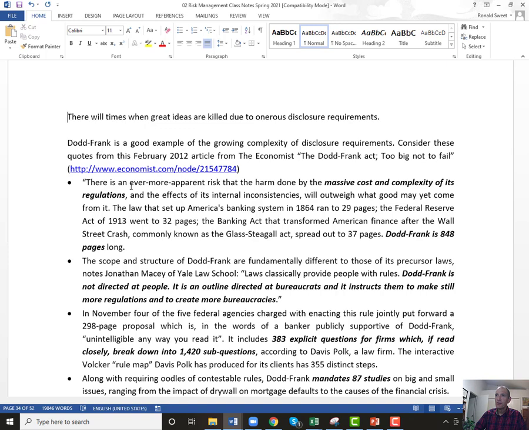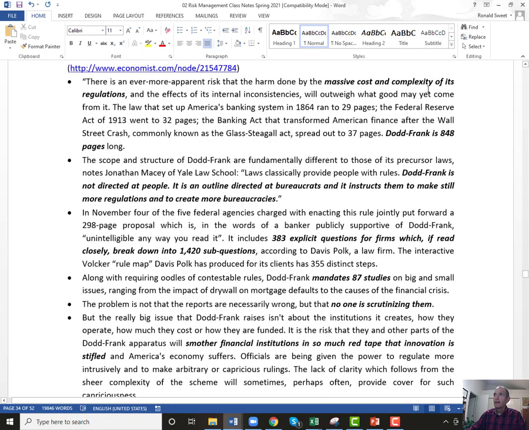Dodd-Frank, this is an old article, almost a decade old, but it just shows you what people had to do with this law when it first came out. It's massive and complex regulation. The Federal Reserve Act in 1913 was 32 pages. The Banking Act, Glass-Steagall, was 37 pages. The law that set up the banking system in 1864 is 29 pages. This is what I was talking about last class. Dodd-Frank, I think I said it was over 1,000 pages long, but it's not quite, only 850 pages.